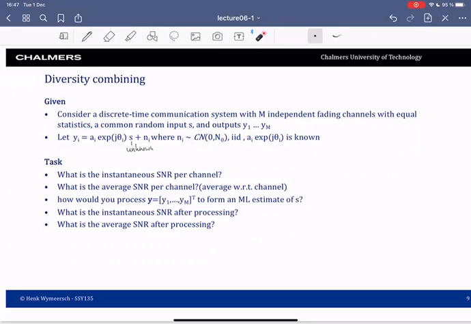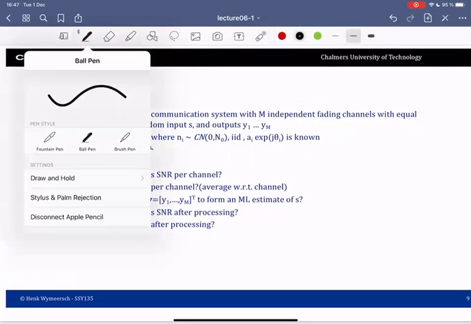Now I would like you to pause the video and answer the following questions. What is the instantaneous SNR per channel? What is the average SNR per channel? How would you process the vector of observations to form a maximum likelihood estimate of S? In this processing, what will be the instantaneous SNR and the average SNR? So please pause the video and then come back once you've solved this problem.